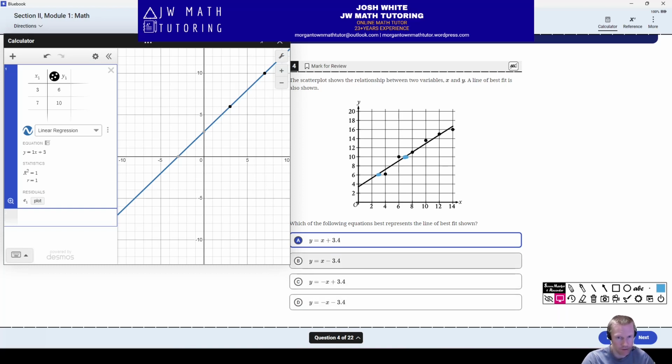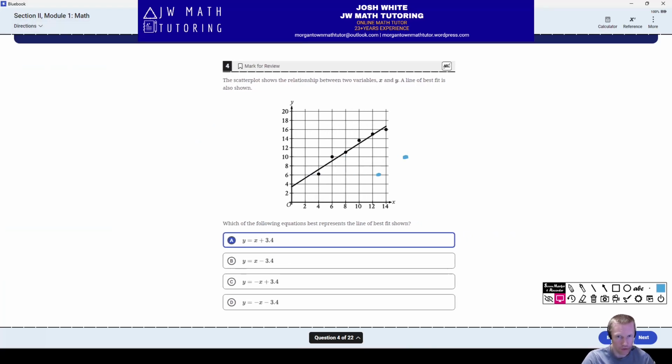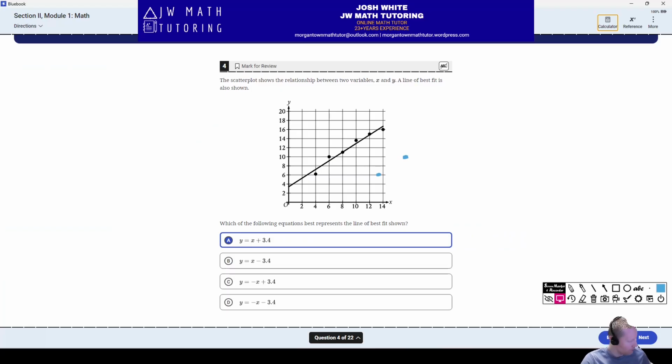None of the other ones make sense because the y-intercept is negative or the slope is negative. So this is just an alternate method that you could use to get the answer as well.